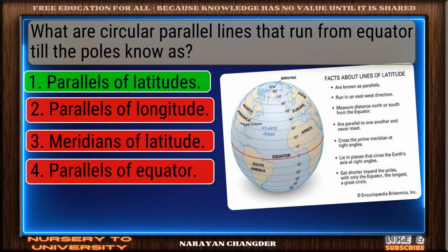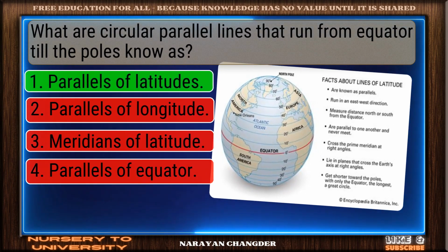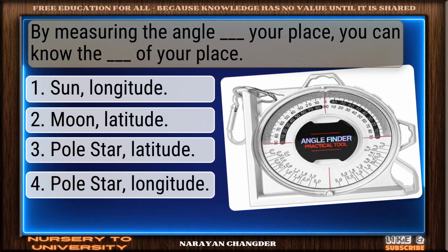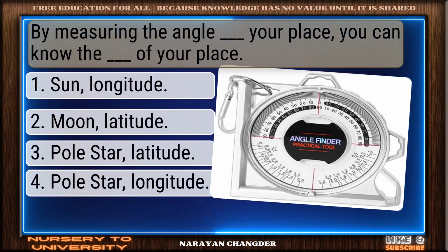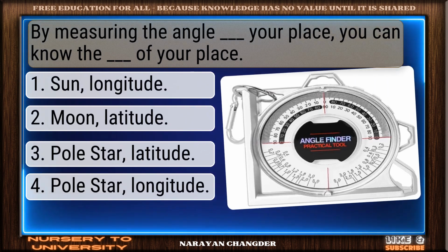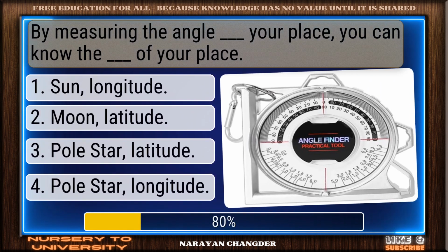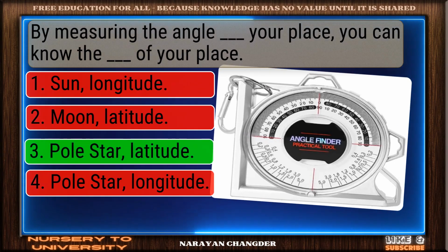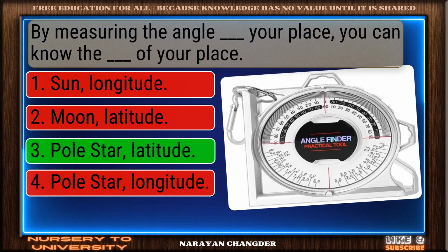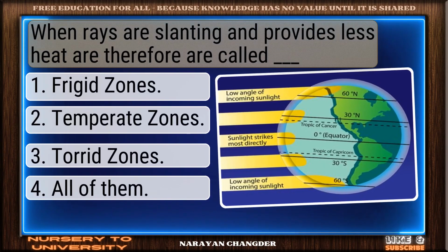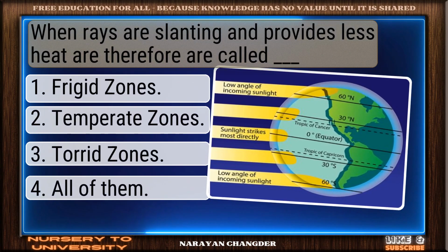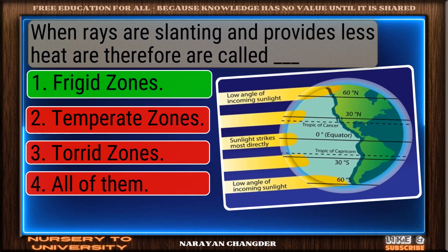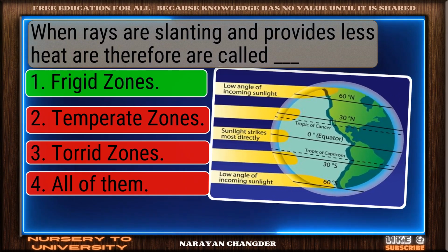You're right. Parallels of latitudes is the correct answer. By measuring the angle of the Pole Star, you can know the latitude of your place. Sharp thinking. Pole star, latitude is the right choice. When rays are slanting and provide less heat, the zones are called dash. Great job. Frigid zones is the accurate answer.